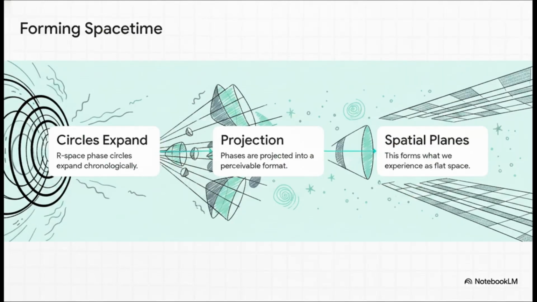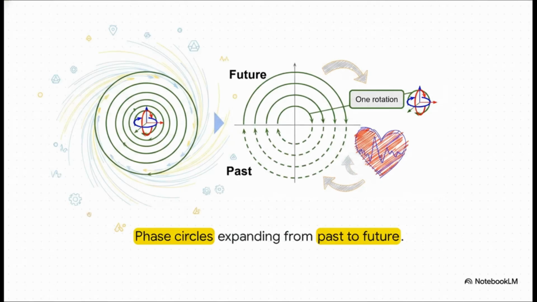So to get from this highly abstract our space into our physical world, there's a really distinct 3-step transformational process. First, these phase circles expand. Second, they get projected down into a format we can actually perceive. And third, that projection forms what we experience as infinite spatial planes. Let's visualize how this actually plays out. Imagine one full rotation of a vector in our space. It translates into this expanding concentric phase circle.